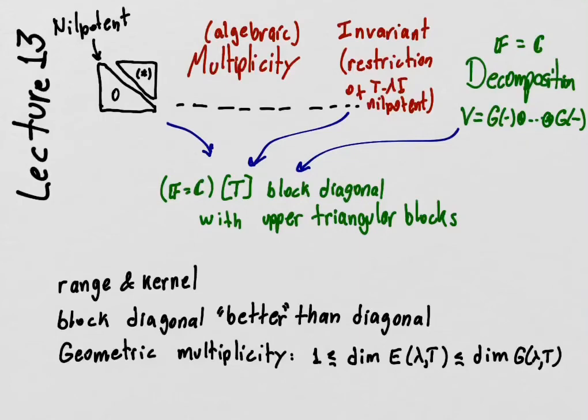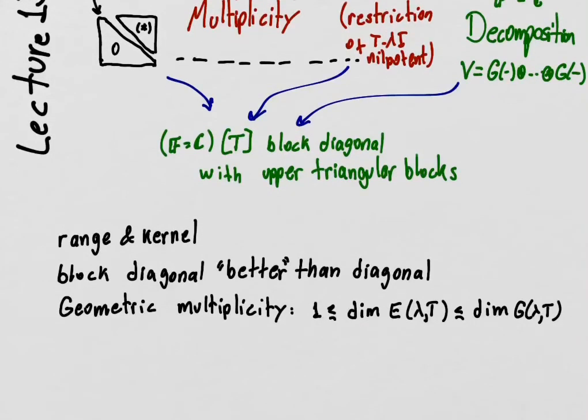And some students mentioned the notion of geometric multiplicity. I'm not sure that appeared in the textbook at this point, but we all know that the geometric multiplicity of an eigenvalue is the dimension of the eigenspace, and that is bounded from above by the dimension of the generalized eigenspace, which is what we call the multiplicity, or algebraic multiplicity.